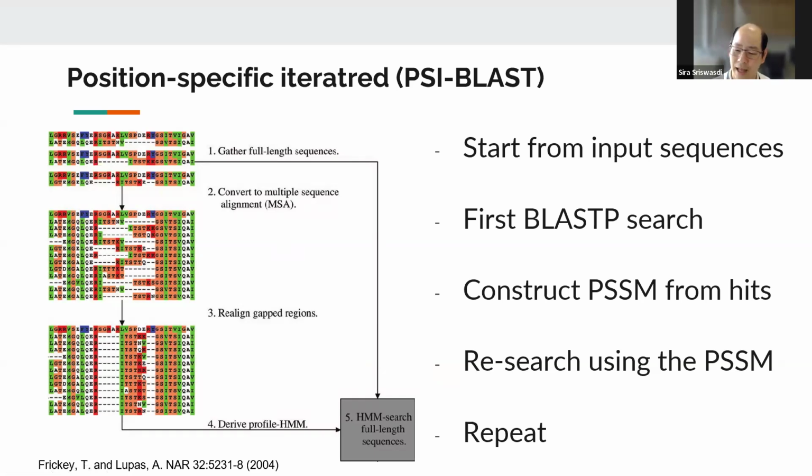So with this, you can start with a single sequence, like you have no idea about the position-specific score, but with multiple rounds of searching, you can refine the position-specific profiles further and further until at the end, it should converge to the profile of your domain of interest.